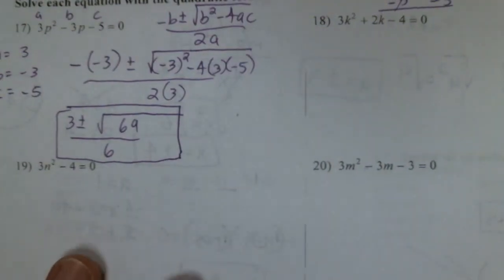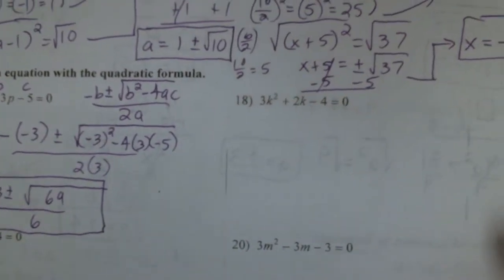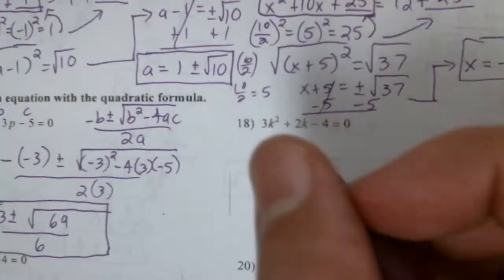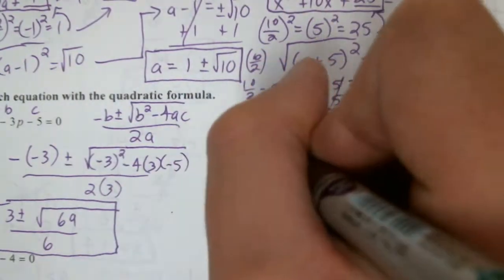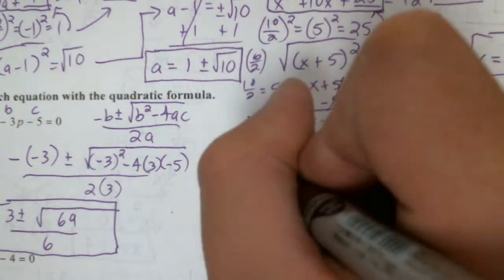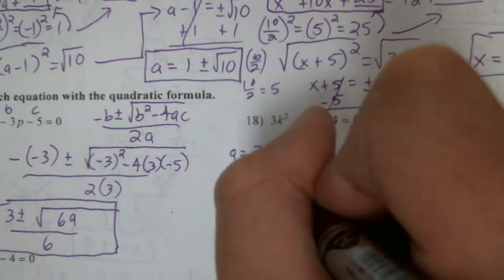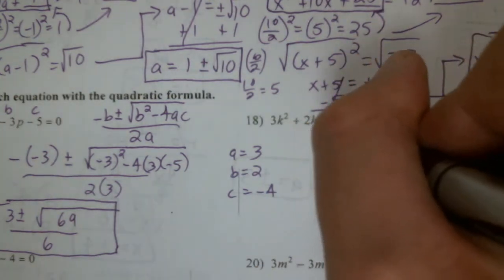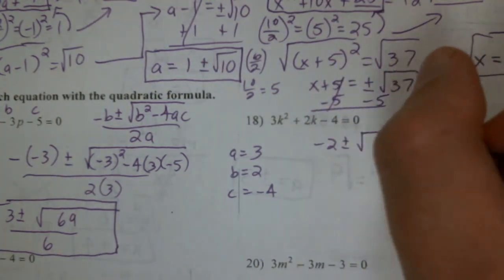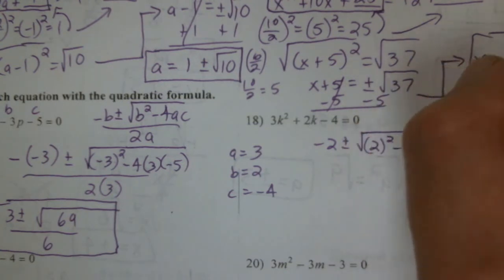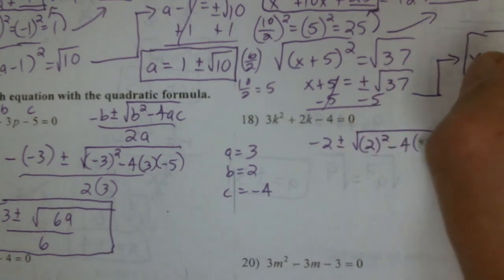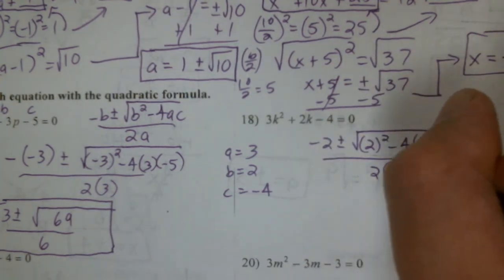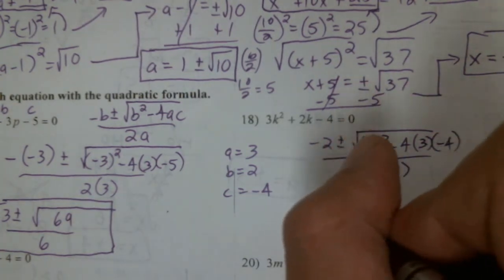Okay. All right, so number 18 here. Let's come out to the side. List our A is 3, our B is 2, our C is negative 4. Okay, so plug into my equation, negative B, which is negative 2, plus or minus the square root of B squared, 2 squared minus 4 times A, which is 3, times C, which is negative 4, all over 2 times A, 2 times 3, negative 2 plus or minus.